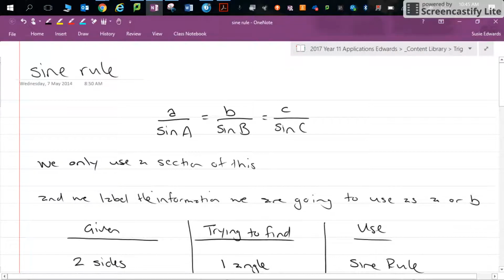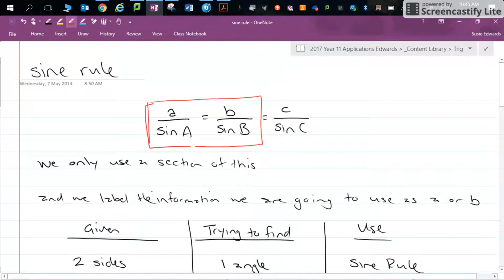Okay, so today we are going to look at the Sine Rule, which is a rule which finds sides or angles in non-right angled triangles. The whole rule is this ratio, which is a over sine A equals b over sine B equals c over sine C. We can't really use all three parts, so instead we just use one section.